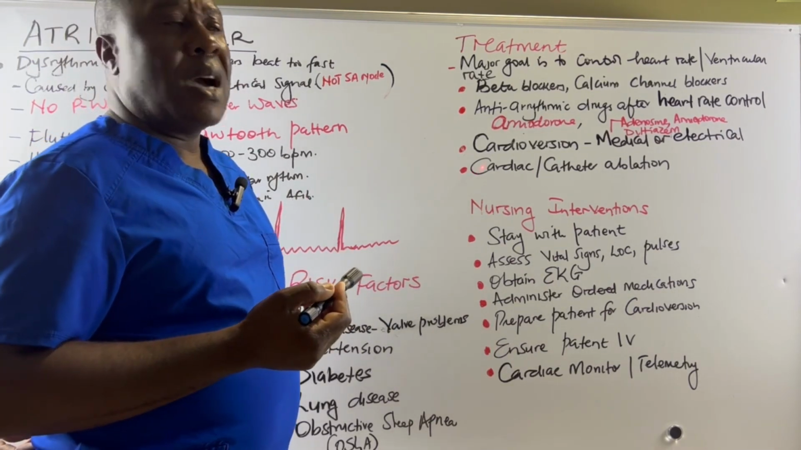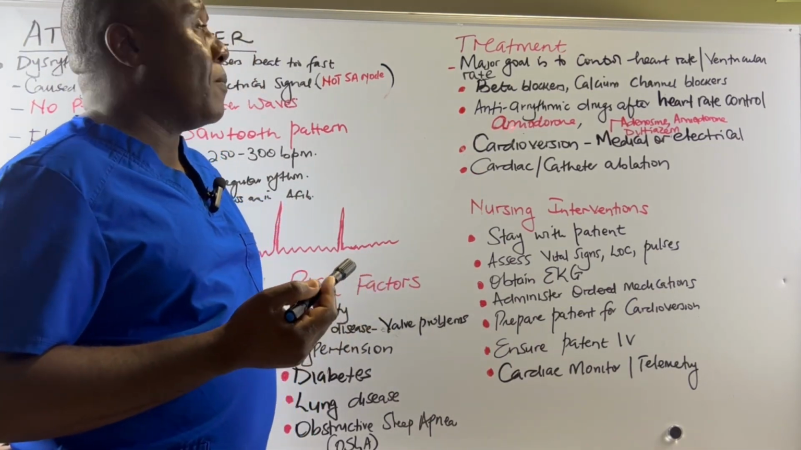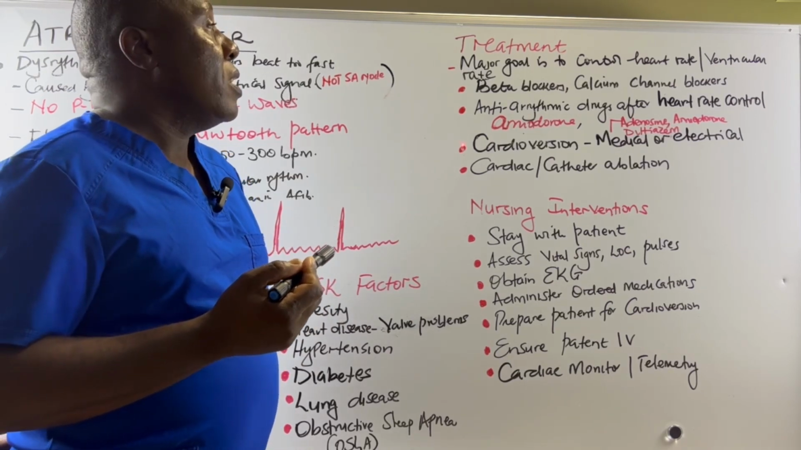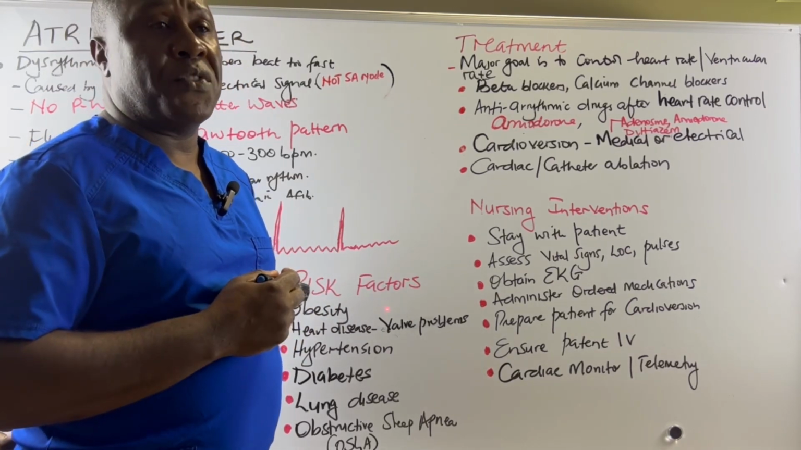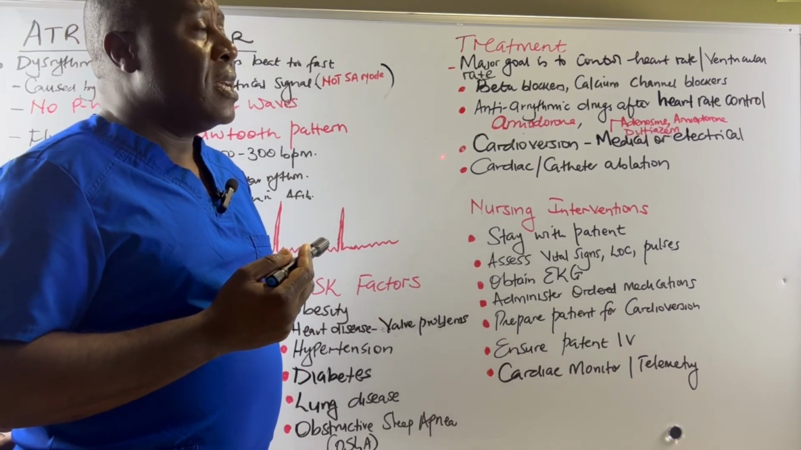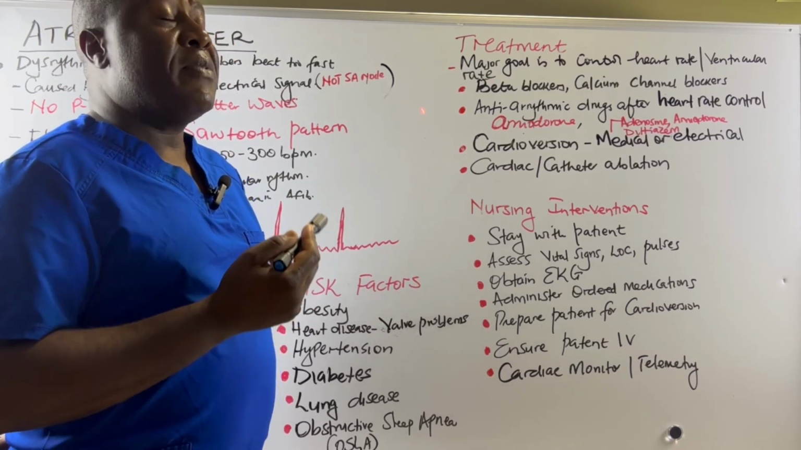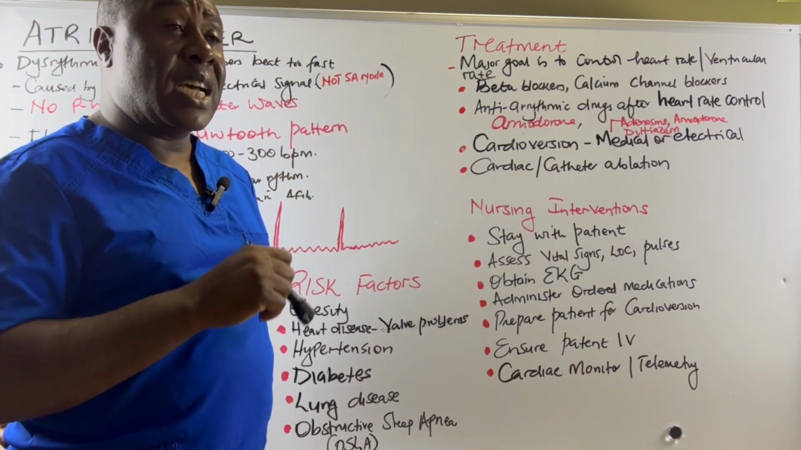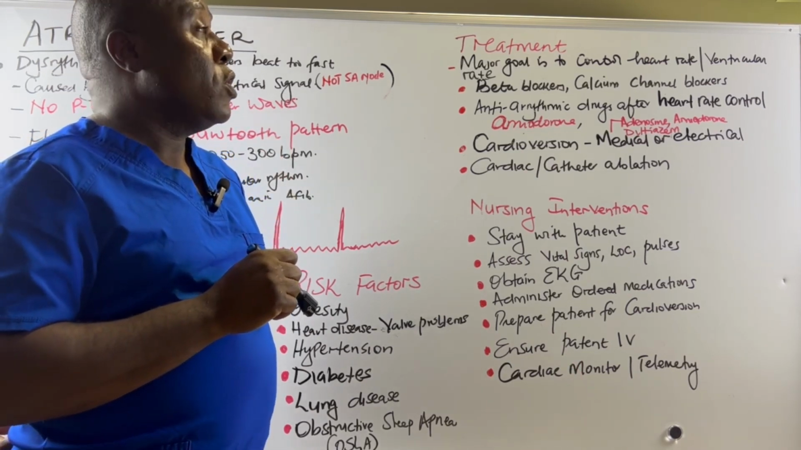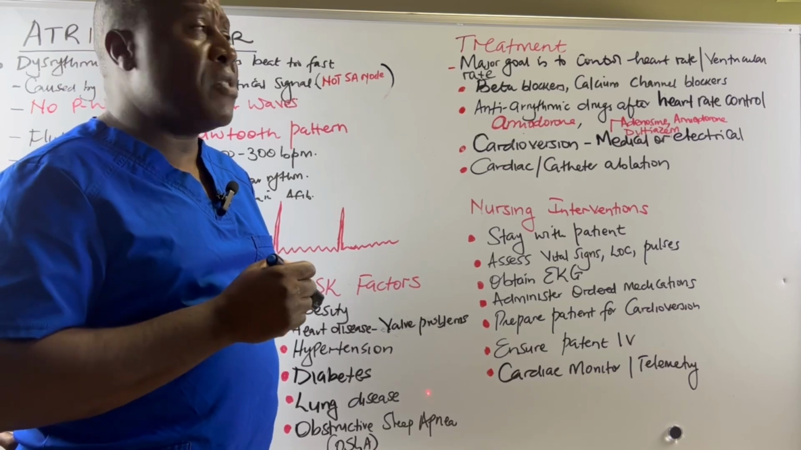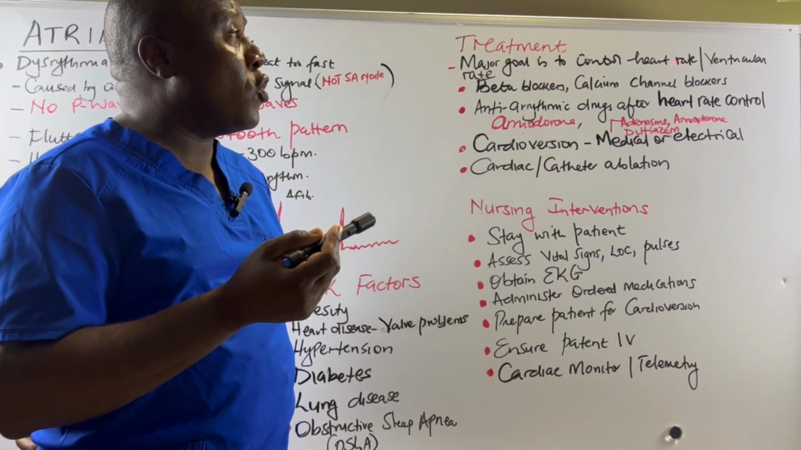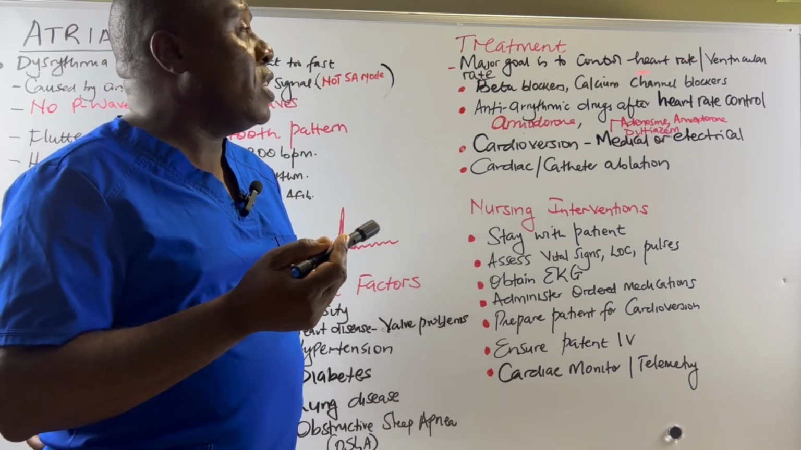How do we treat atrial flutter? In atrial flutter treatment, the main goal is to control the heart rate. Remember, it's a regular rhythm, but the upper chambers are beating too fast, at a rate of 250 to 300 beats per minute. That's very, very fast. So the major goal in atrial flutter is to control this heart rate, or this ventricular rate.